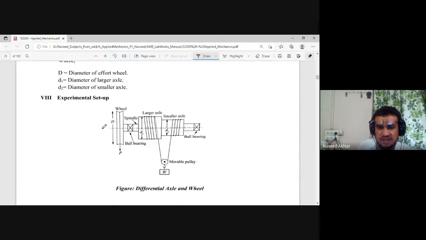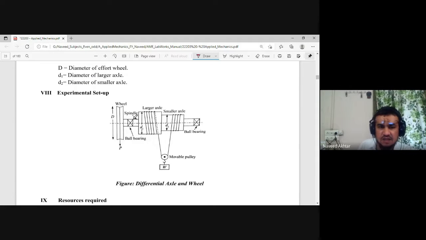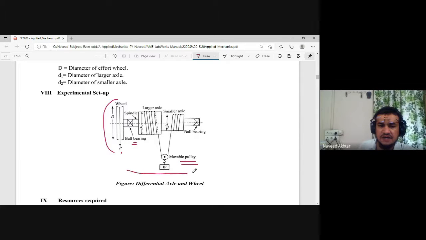So you can see in the differential axle and wheel, this spindle is there, then the ball bearing is there, and then this is the wheel. This is attached with the string, and here you can see the large axle, the smaller axle, and then the movable pulley. So this is the figure of the differential axle and wheel.